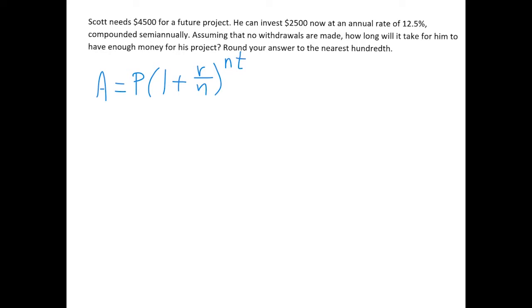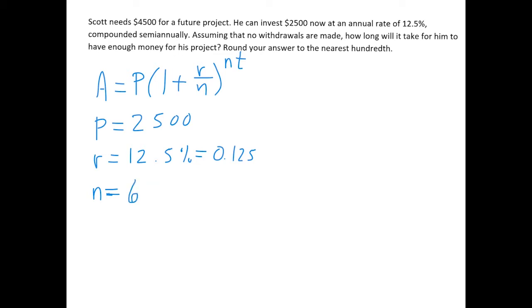So for this problem, we're told that P is equal to 2,500. That's how much he's investing. The interest rate is 12.5%, which always remember we have to convert that to a decimal before we can use it in our equations. And n, well, we're told that it's compounded semi-annually, so it's every 2 months. So n is going to be equal to 6. And t, well, t is something we don't know. t is what we're trying to solve for.